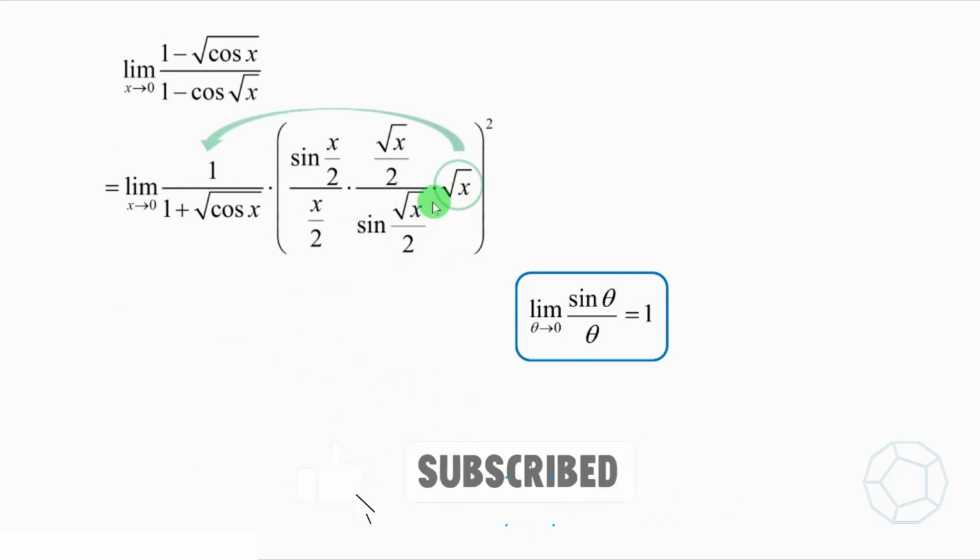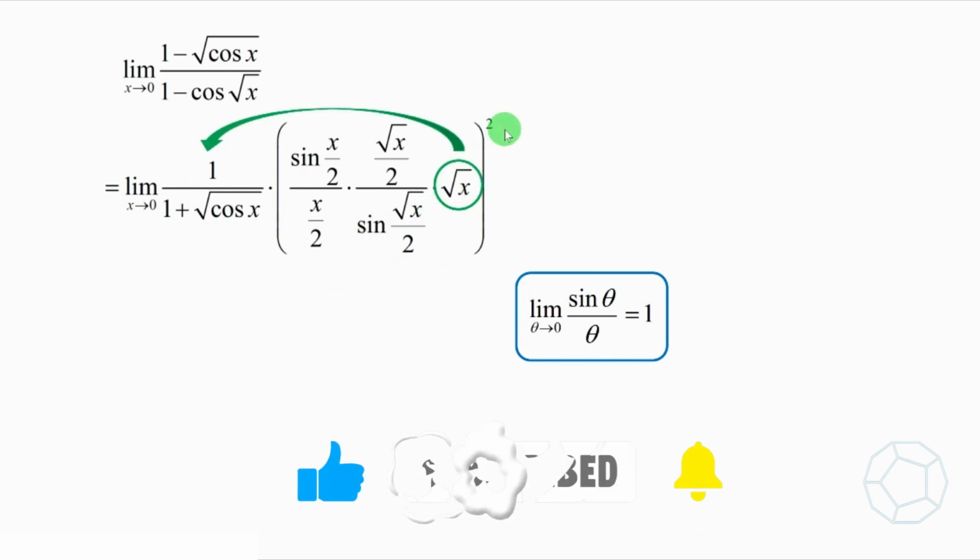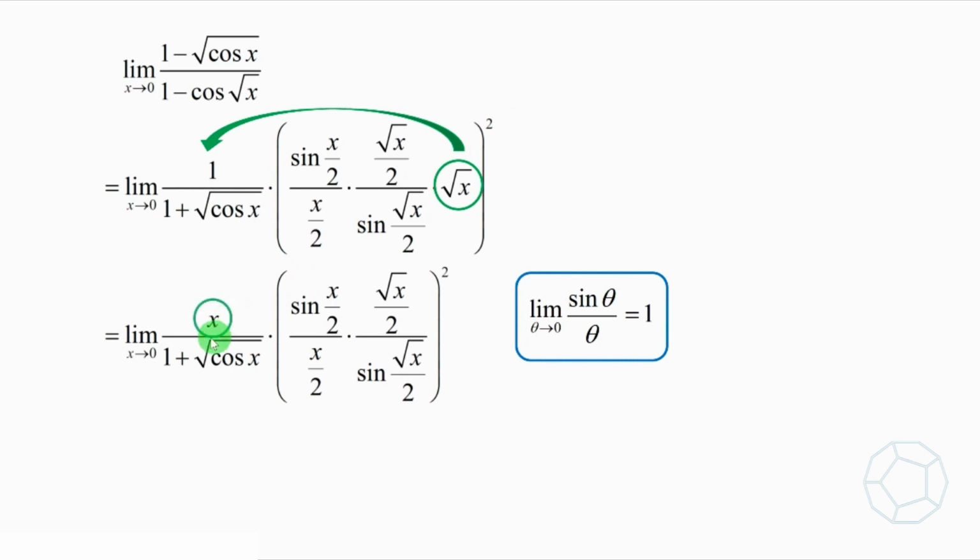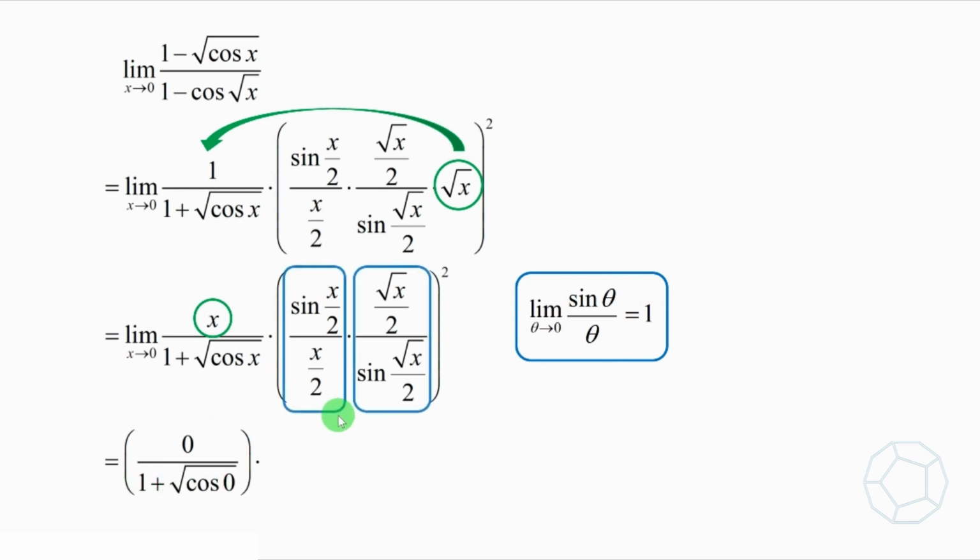Next, we take our square root x and square it, so it is x over 1 plus square root of cosine x. Now, we can put x equal to 0 into the limit. So the first fraction is 0 over 1 plus square root of cosine 0. For the term at the back, we make use of the limit of sine. So both of them are 1. Because square root of cosine 0 is 1. Finally, we get the limit, which is 0.